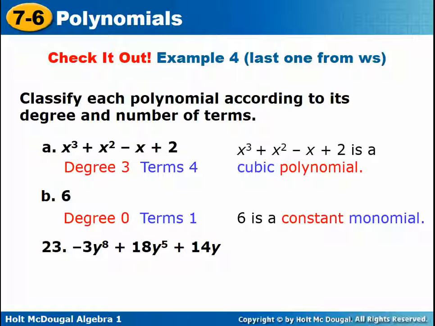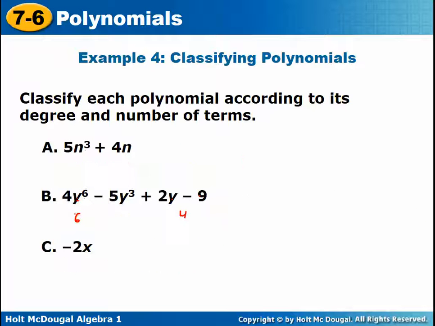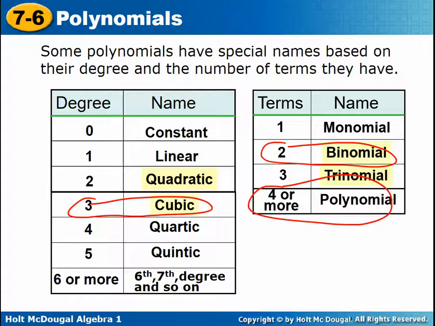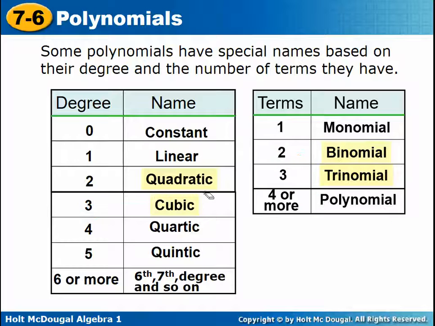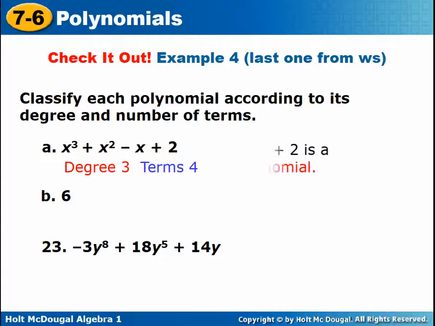And then the last one is from your homework. And this one is negative 3y to the 8th plus 18y to the 5th plus 14y. It has 3 terms, which we call a trinomial. And its highest degree is 8. And if you remember, we don't have a special name for a degree of 8. We just call it 8th degree. And if it has 3 terms, we call that a trinomial. So 8th degree trinomial for 23.